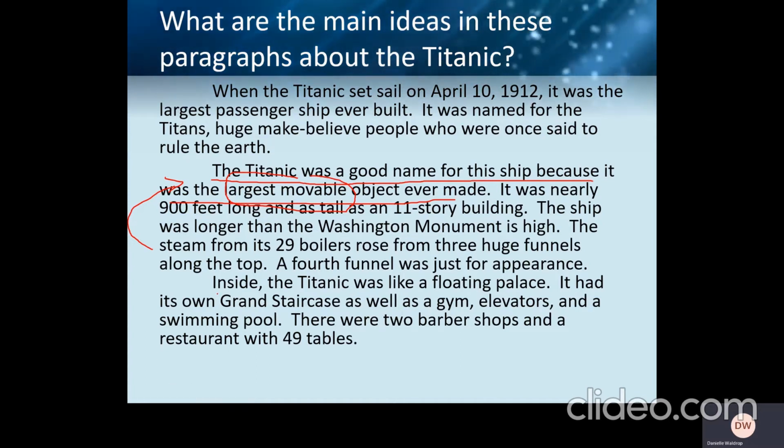Yeah, it's that first one again. Inside, the Titanic was like a floating palace. Now, give me a detail from the rest of the paragraph that tells why it was a floating palace. What made it a palace?